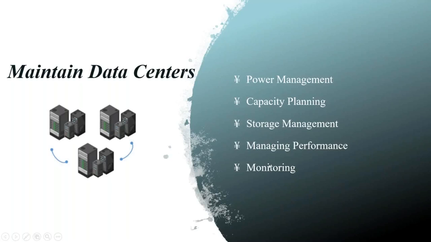managing the performance monitoring. So these are the challenges we need to handle when you go for on-prem. When you go for on-prem, we are maintaining our own data centers. So if we are maintaining our own data centers, what are the main things we need to consider? Power management, capacity planning, and also we need to maintain the storage. And you also maintain the performance.